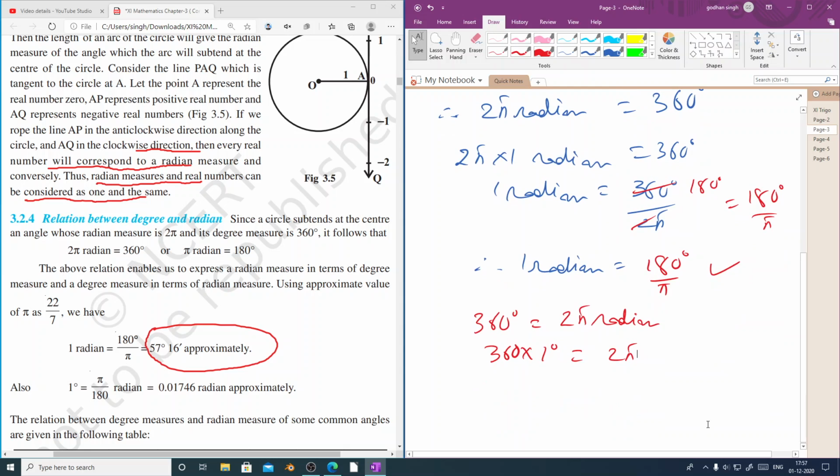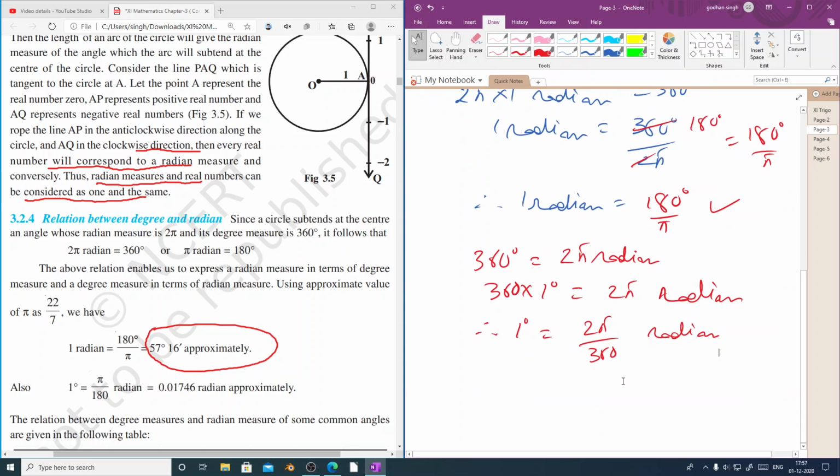Therefore we get 1 degree equal to 2 pi by 360 radians. Do not put degree here, because degree will not come 2 times. Do not write 360 degree into 1 degree. The 2 will cancel with 360, and we will get 180, and therefore 1 degree equals pi by 180 radians. So this is what we will use in our numerical problems. This is the formula which we will use for 1 degree.